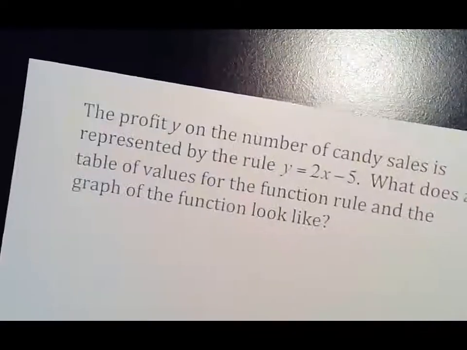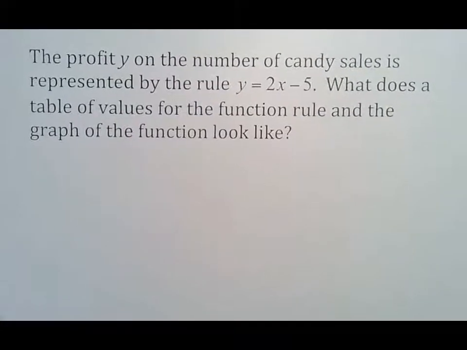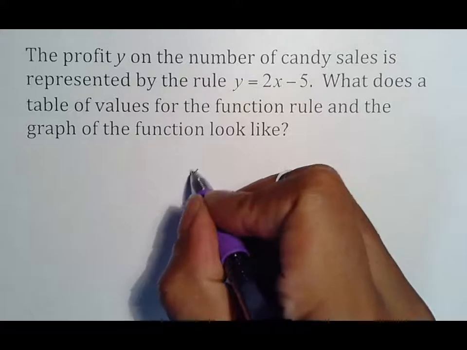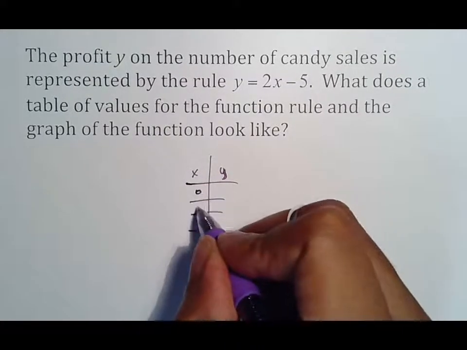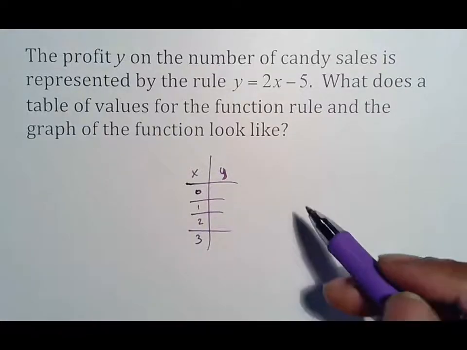So main thing again, practice it, make sure you're ready for it, and make sure you know what's going on. Profit number of candy cells is represented by the rule 2x minus 5. What does the table look like? What's the function look like? Again, all you have to do is make a XY chart. Give me about 4 of them. Again, start with x equals 0, about 4 numbers.